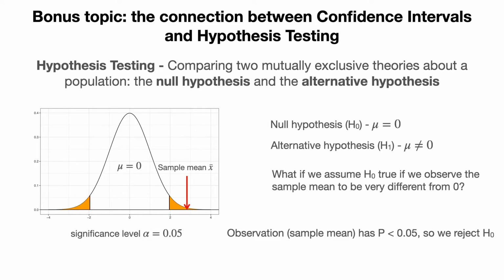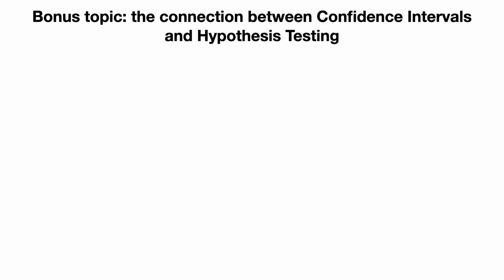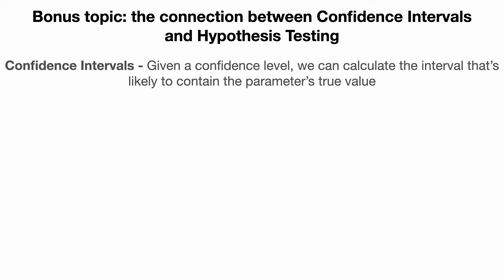But it might still be the case. You might still get a sample mean that is quite far from 0, but it's just not very likely, right? So that's hypothesis testing. How is it connected with confidence intervals? Well, if we give a confidence level, which is the reciprocal of the significance level, we calculate an interval that is likely to contain the parameter's true value.